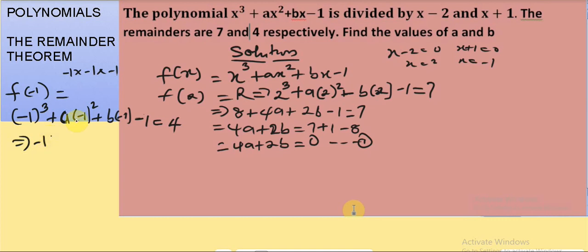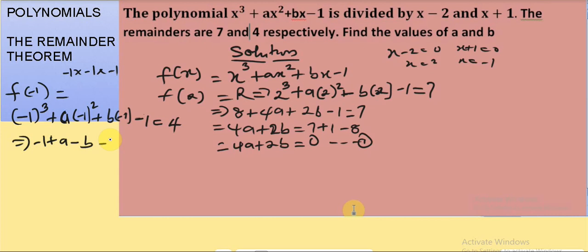Then minus 1 raised to the power of 2 is going to give me plus 1. 1 times a is a. Then remember here is minus. Minus 1 times plus is going to give me minus 1b. So it's going to give me minus b.